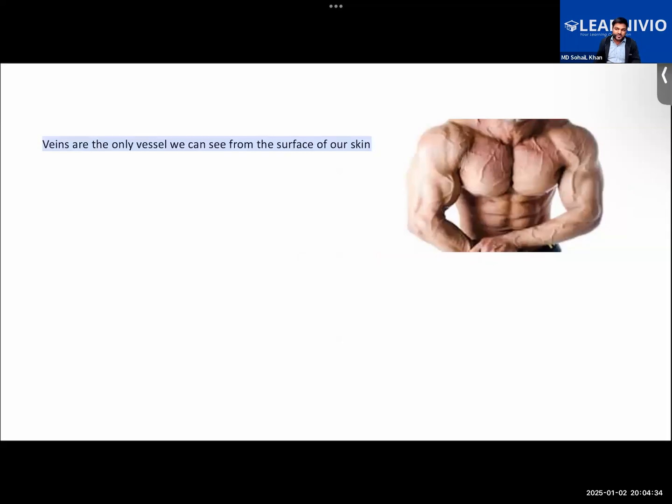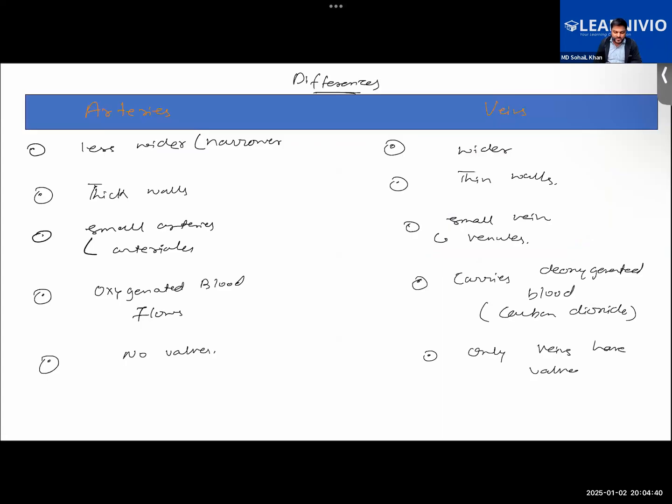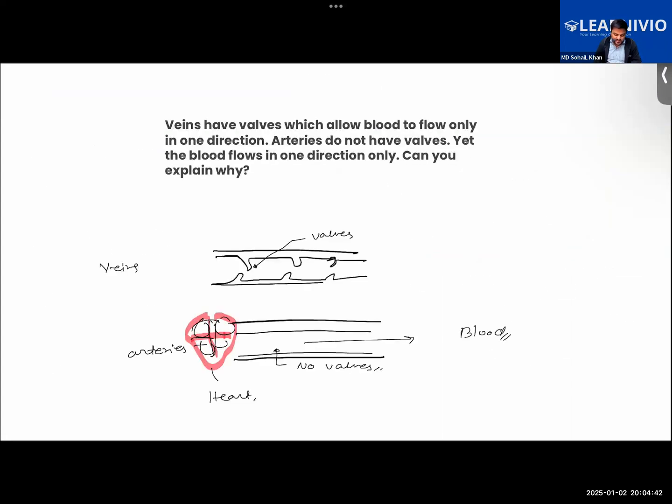Okay. Also, the veins are visible on the surface of the skin. These are the only blood vessels that are visible. Okay, so the differences we have already seen, right?